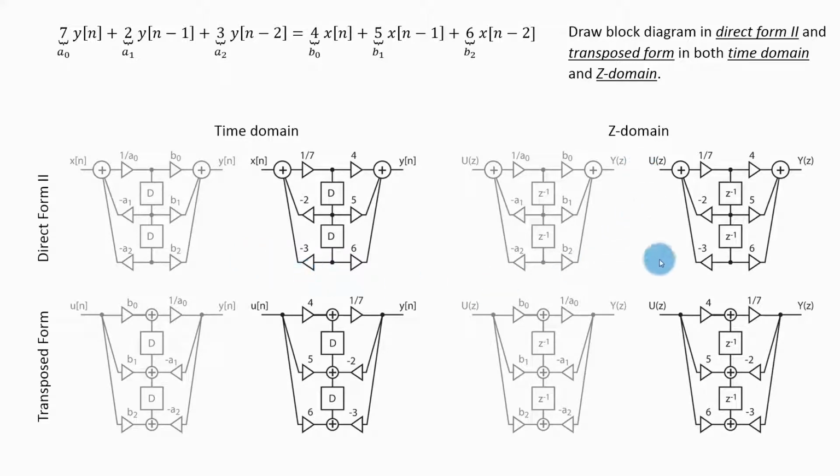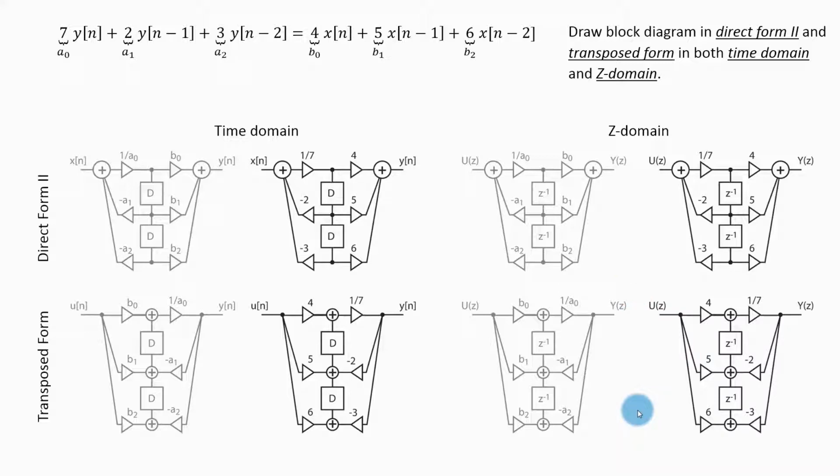When I want to do it in the z domain, I get pretty much the same structure, except instead of the time domain signals, I will have there z images, and instead of these time delays, I will have multiplication by z to the minus 1. The transposed form looks like this. Again, it stems from the generic structure of the transposed form, and basically these constants will come here and these constants will come here. Again, this is the equivalent in the z domain.